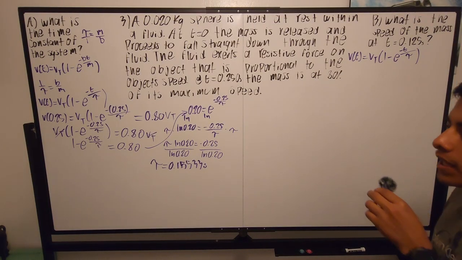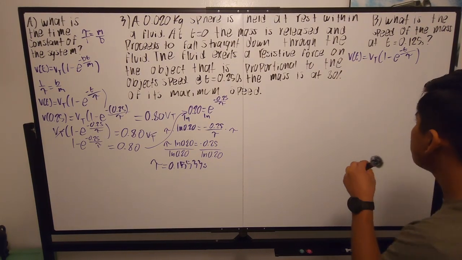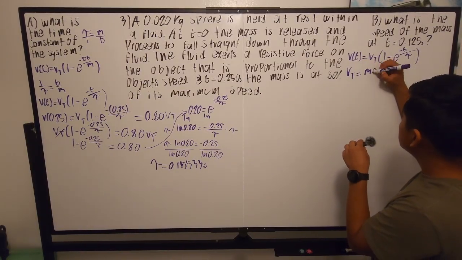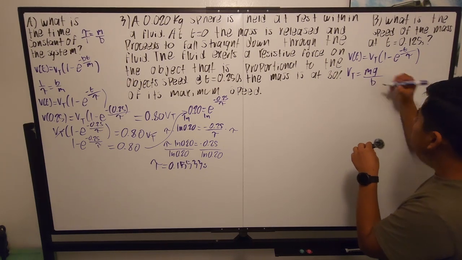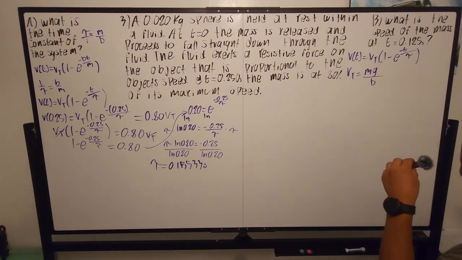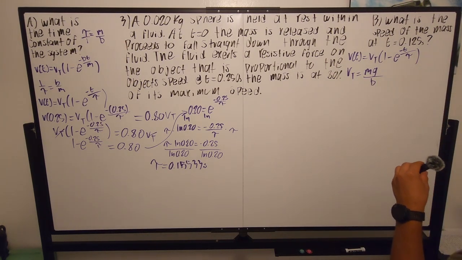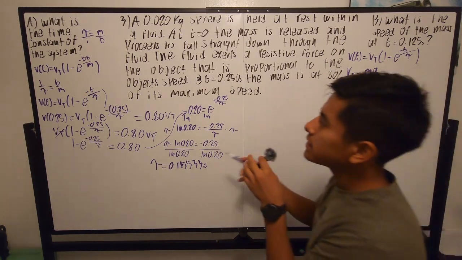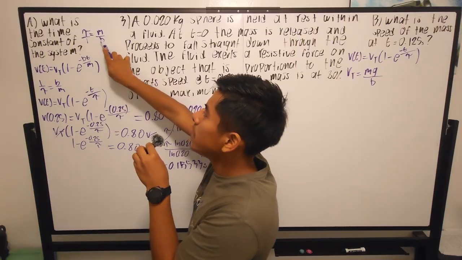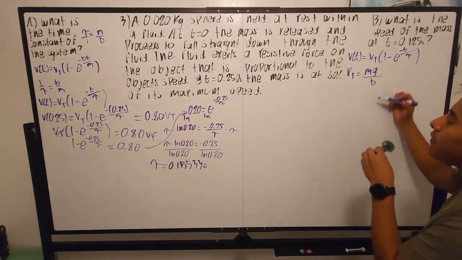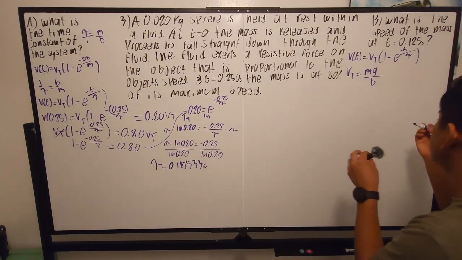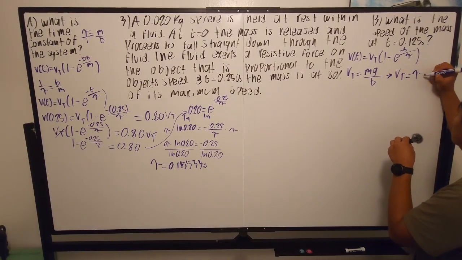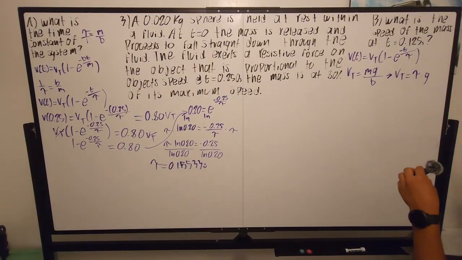However, we were given a formula to find V terminal, which is V terminal is equal to the mass multiplied by gravity all over b, which is the constant of proportionality. And now what we're going to do here is solve for V terminal. Going back to this again, we know that tau is equal to m over b. We have m over b right here, so we'll just replace this m over b with tau. So then we'll get that V terminal is equal to tau times g. We know tau and we know g.